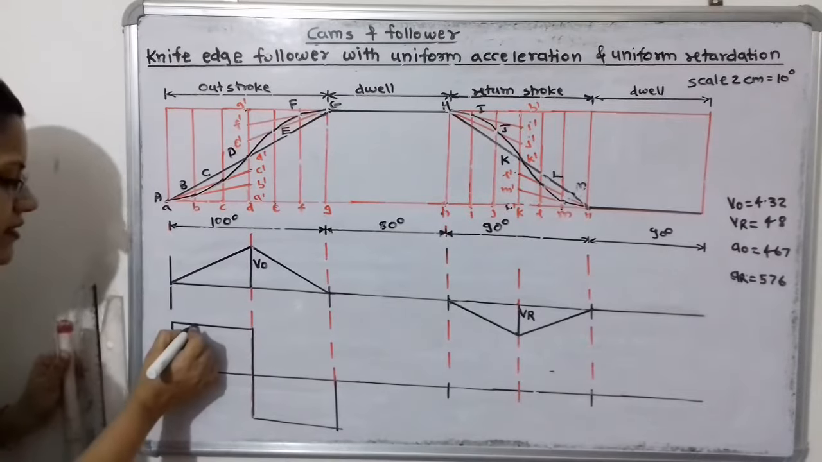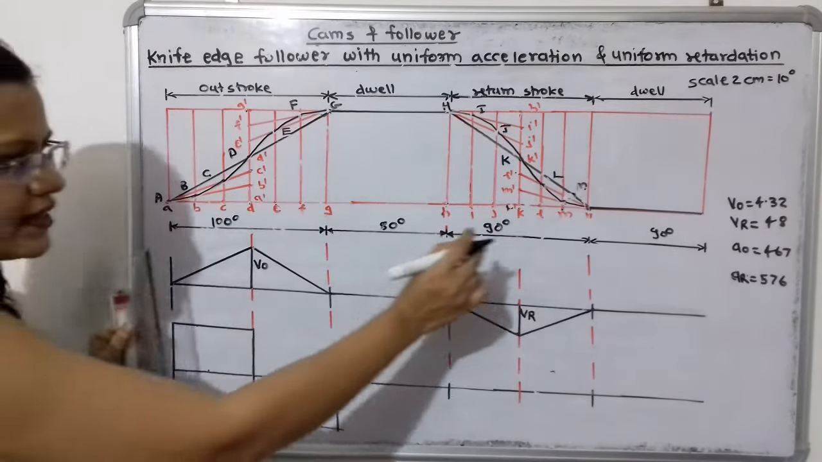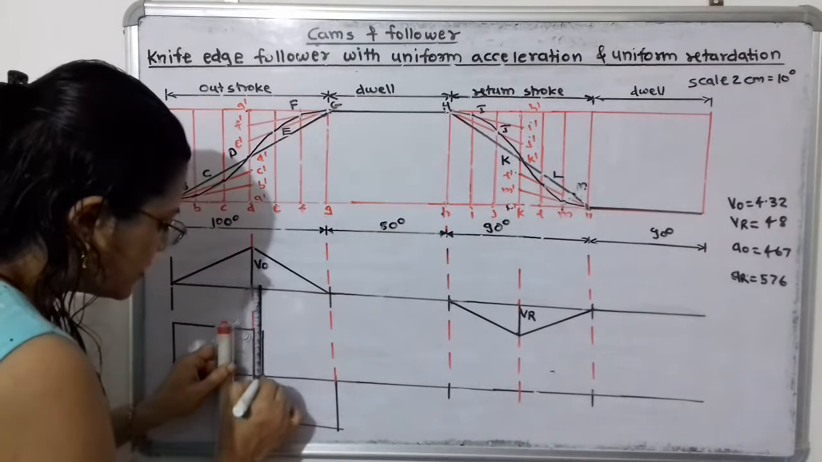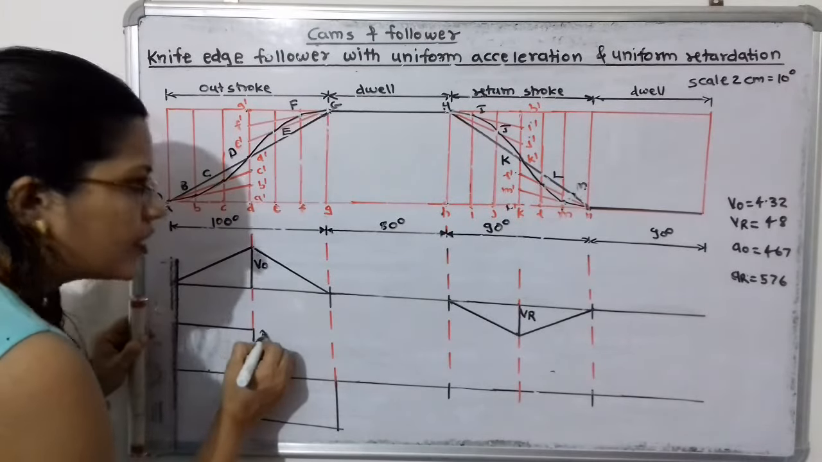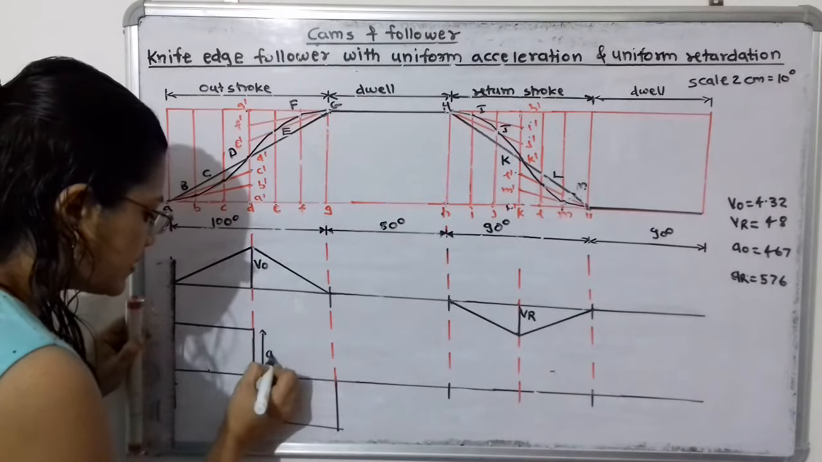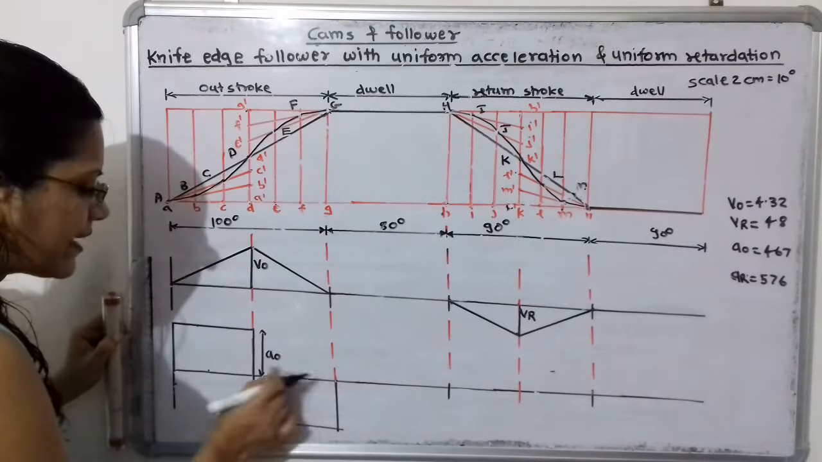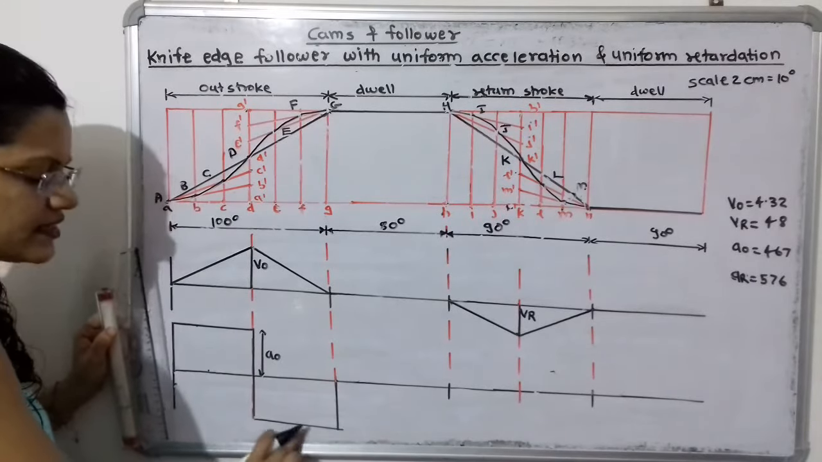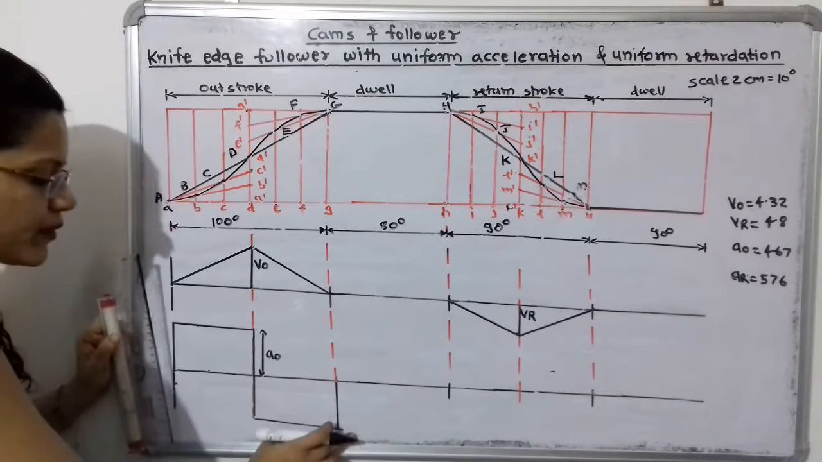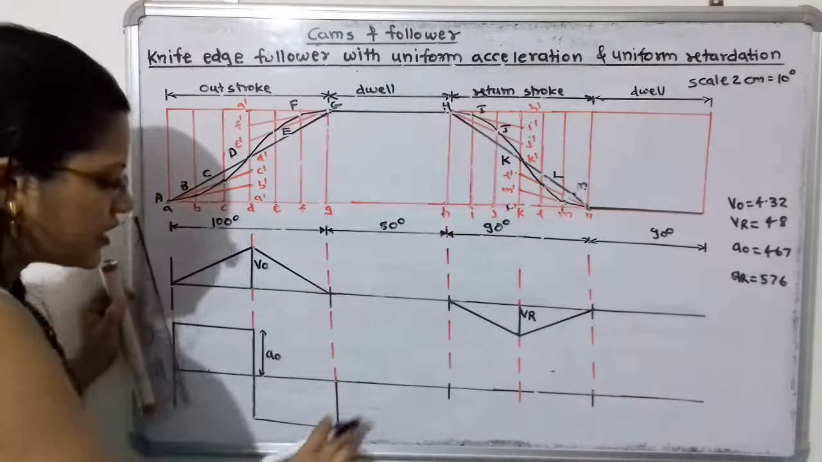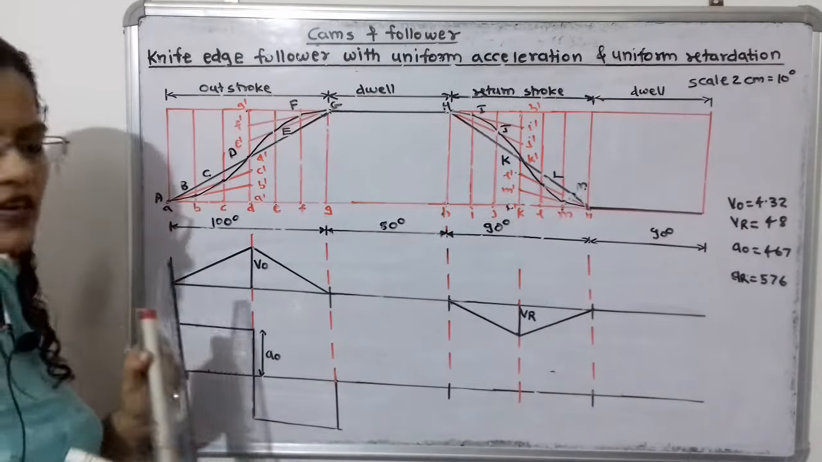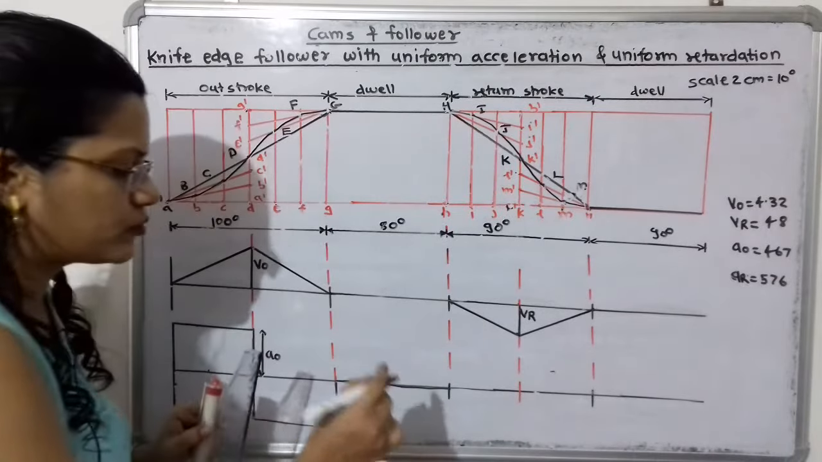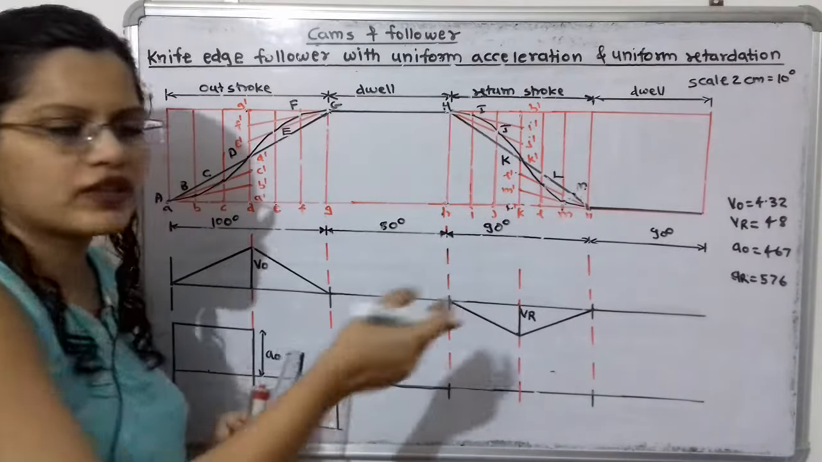That means this is the maximum acceleration, that is 467 meter per second square, or we can say this scale is equal to AO, that is achieved. And during the second half there is a decrease in acceleration, but the decrease is uniform, because for this uniform acceleration and retardation we have to show a straight line. Then during the period of dwell it will remain at the mean position, and then again for the return stroke.